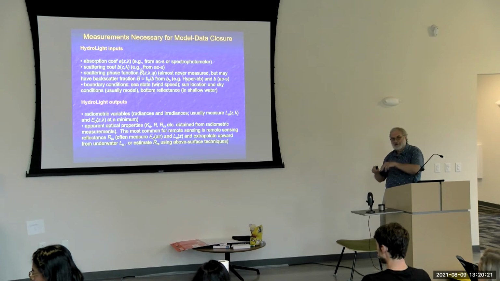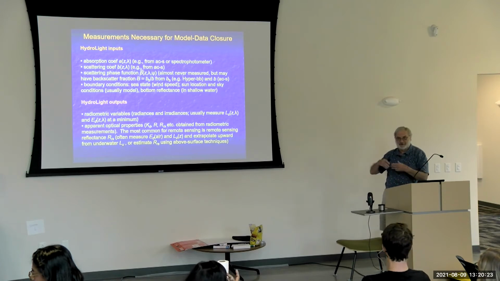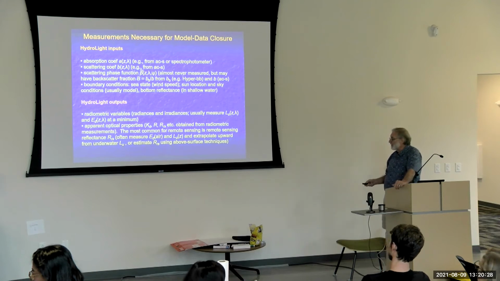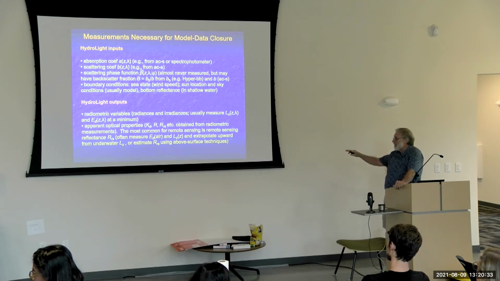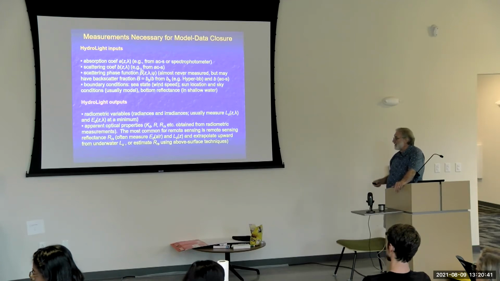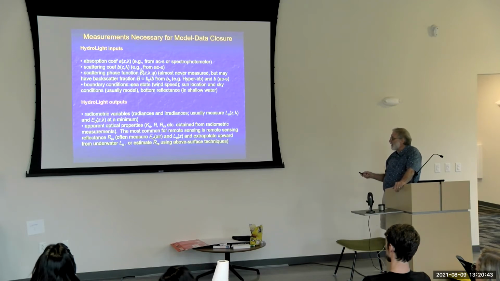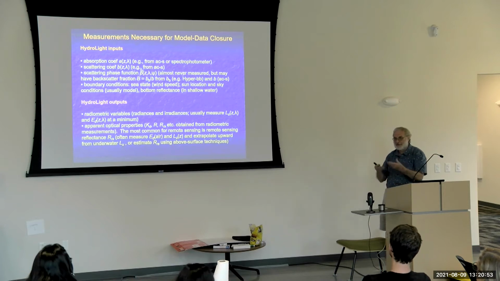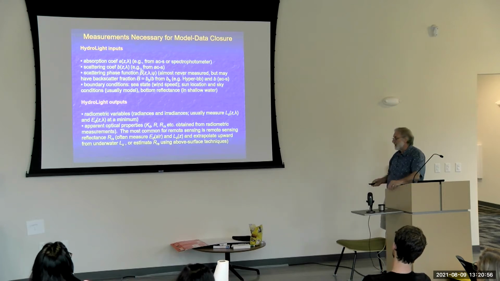And then you can tell Hydrolite, pick a Fournier-Forand phase function with this backscatter fraction that can vary with depth and wavelength. You need to know the boundary conditions like the sea state, so what waves are on the surface. Well, you can parameterize that pretty well with the wind speed. You need to know the sun location and sky conditions. Those things are not going to matter if you're looking at remote sensing reflectance, or they matter a little bit, but not much, because that's an AOP, and the whole purpose of the AOP is to get rid of those environmental effects.